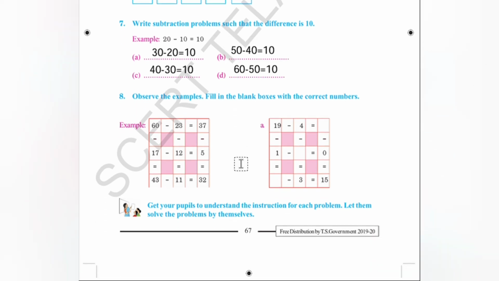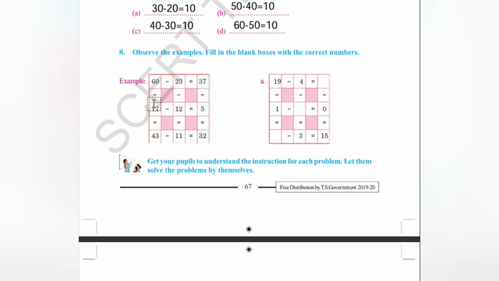Okay, observe the example filling the blank boxes with the correct numbers. Okay, so what we have to do here? Fill the blank boxes with the correct numbers. Here 60 minus 23, 10 minus 3, 7. Here 5, 5 minus 2, 3. 17 minus 12, 7 minus 2, 5.